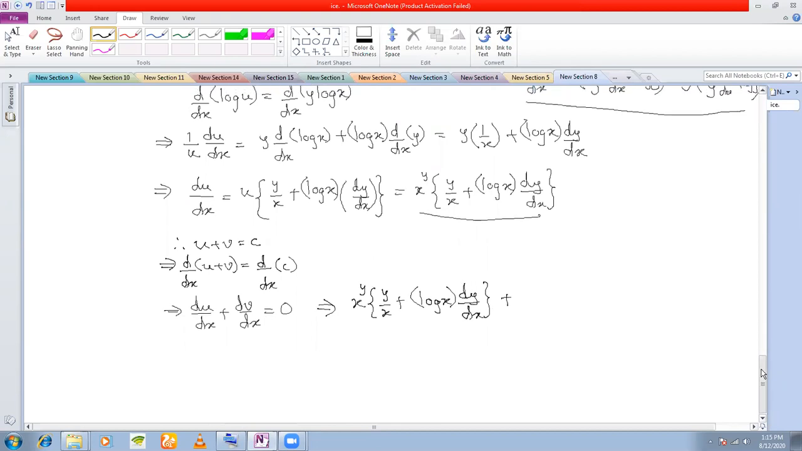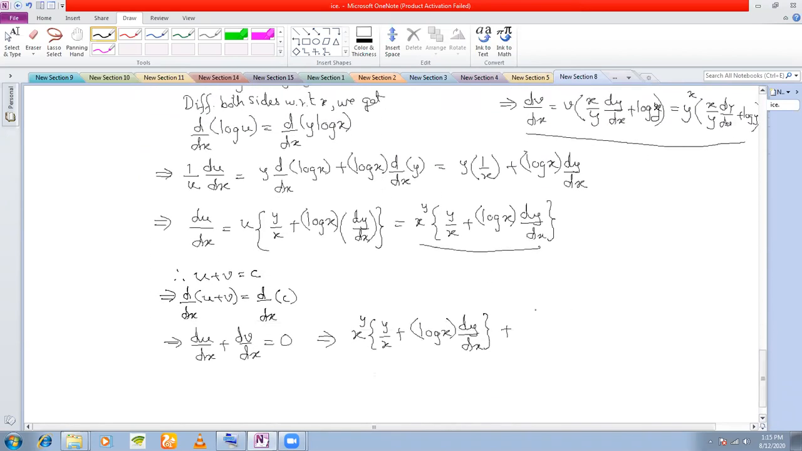Plus, and what have we found? dv dx, y to the power of x into x by y dy dx plus log y is equal to 0. Now can you find dy dx from here? Yes, now it is easy to find. You can take dy dx together, take the LCM, cross multiply. You will be able to find dy dx, right? So I leave it here, right? Okay.